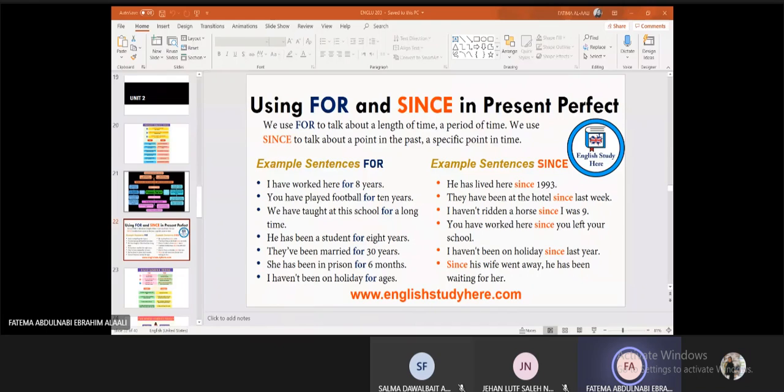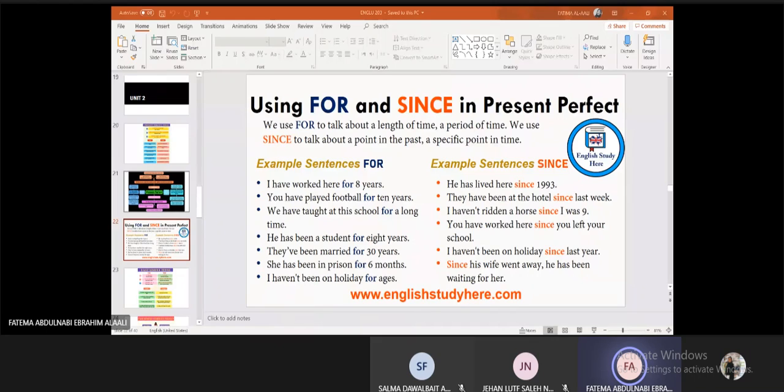Either we add ed or the irregular verb changes. To make the sentence negative, we just add not, or did not. And for questions, we add did plus the subject plus the rest of the sentence, or was or were plus the subject plus the rest of the sentence. So this is the form of the past simple tense.